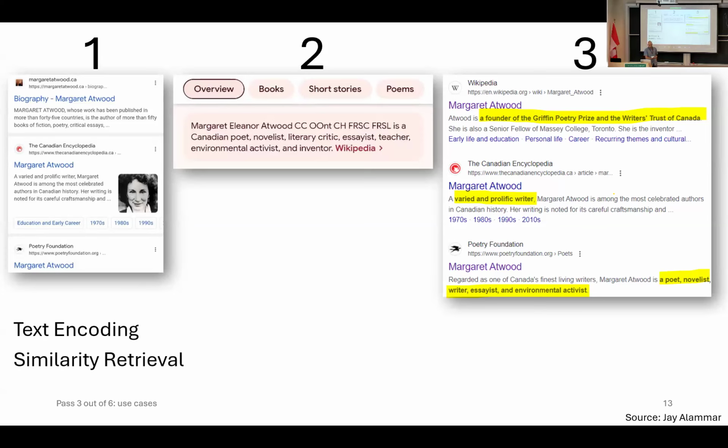Also, similarity retrieval. Another feature of Google search is that it returns relevant websites, and the way that similarity between different websites and the search query is measured is based on measuring the similarity between the 2 vectors. So that's another part where BERT is essentially involved with Google search.